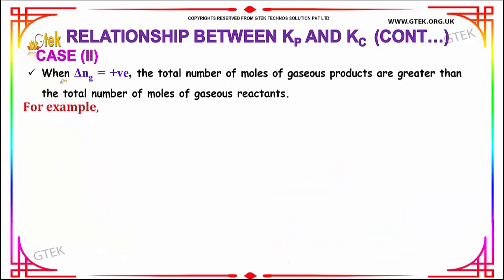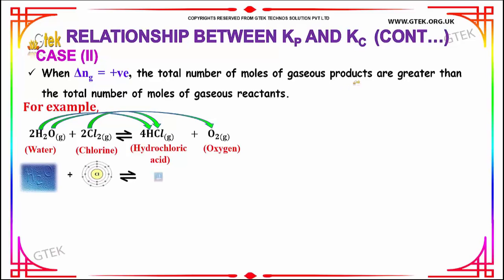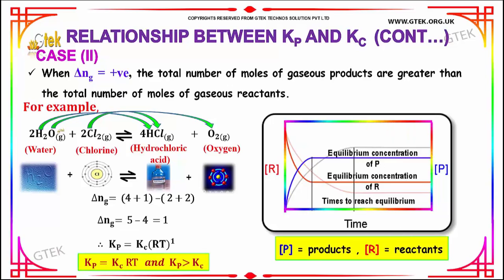Case 2, where delta ng is positive. The total number of moles of gaseous products is greater than the total number of moles of the gaseous reactants. So water plus chlorine will give hydrochloric acid and O2, oxygen. So delta ng is equal to 4 plus 1 minus 2 plus 2. So 5 minus 4 is 1. So Kp is equal to Kc into RT to the power 1. Indicates Kp is greater than Kc.